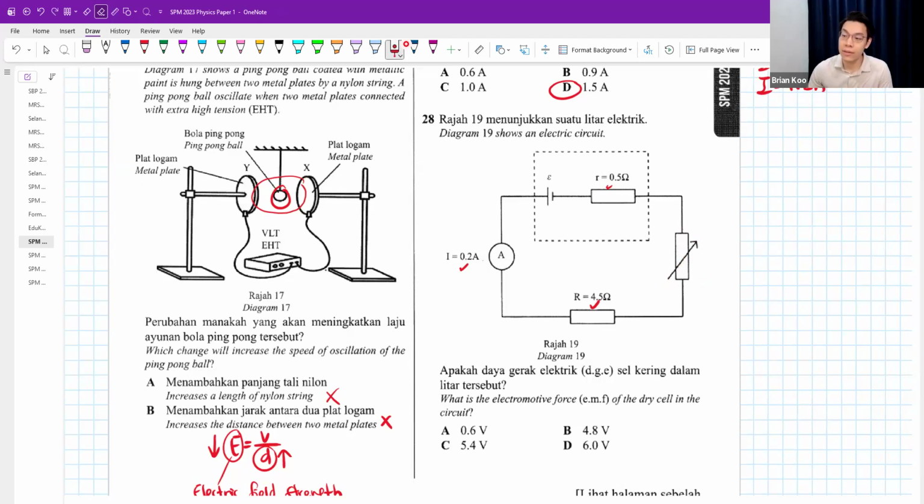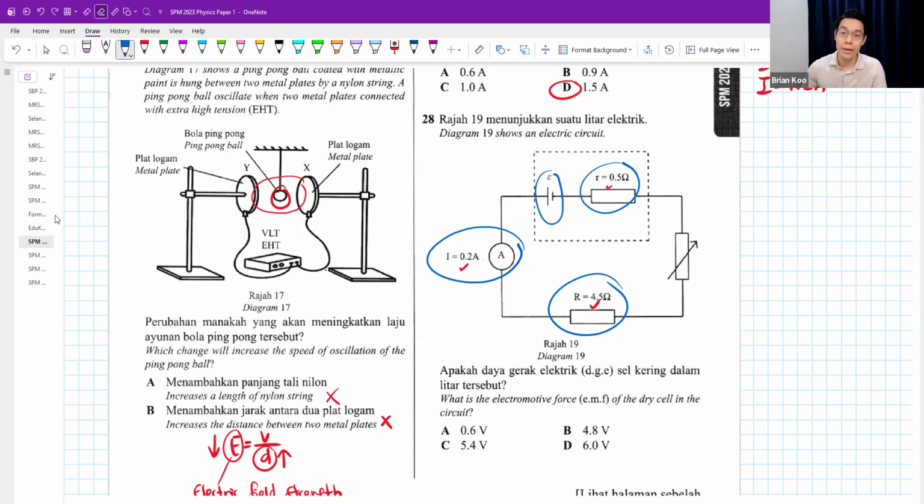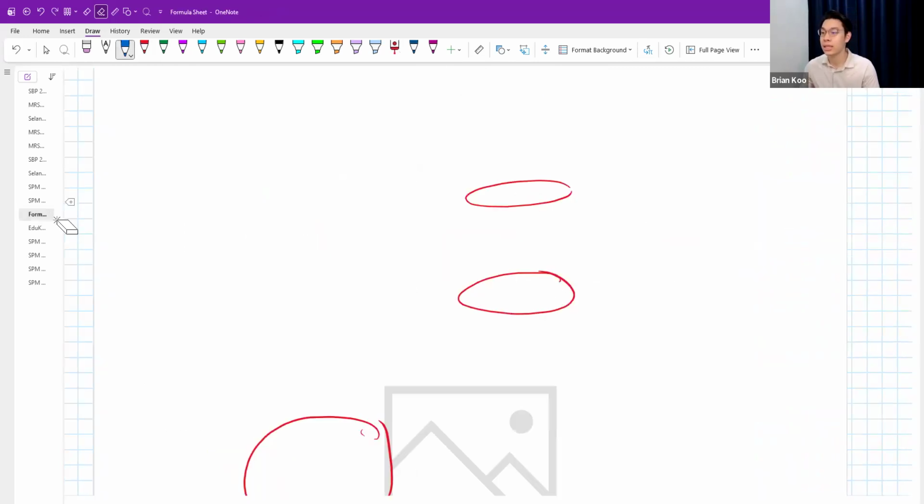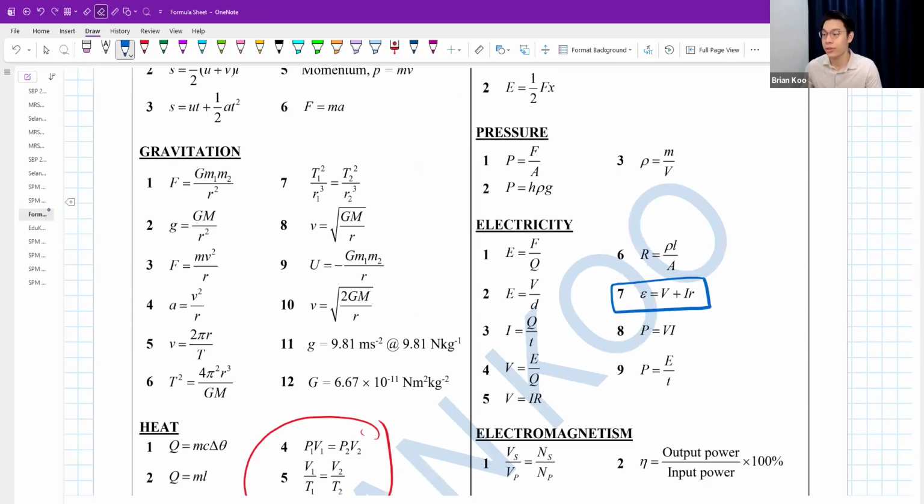And in SPM, it's like this. If sometimes there's an error, maybe they forget to put a value or anything, you still try to find a way to do it. Don't leave it blank, especially if it's paper 2. No value, never mind, we ignore this resistor. We just use this resistor. Information is you got small r, big R, you got I, you want to find E. The formula sheet will tell us there's only one formula that has internal resistance, small letter r.